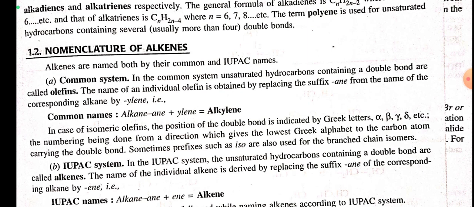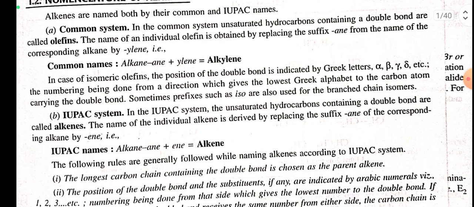In the common system, unsaturated hydrocarbons containing a double bond are called olefins. The name of an individual olefin is obtained by replacing the suffix "ane" from the name of the corresponding alkane by "ylene", that is the common name. Alkane minus "ane" plus "ylene", alkylene.